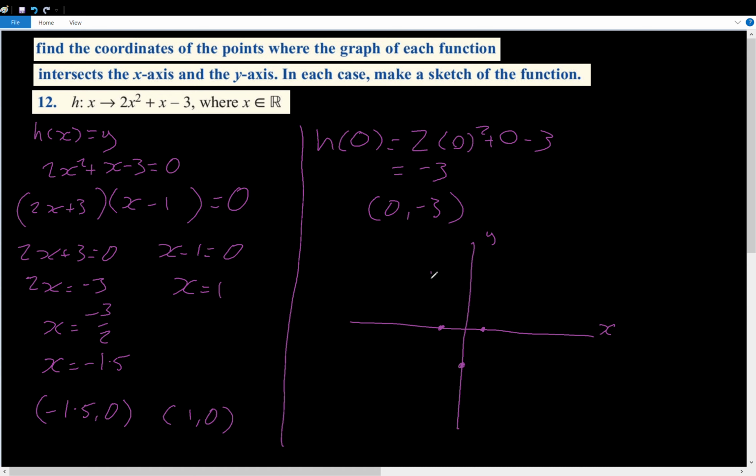And all we've got to do to sketch this is just draw a curve that goes through the points, like that. And then we can mark in our points. So this one over here is minus 1.5, 0. This one over here is 1, 0, and then this one down here is 0, minus 3. And that is that.